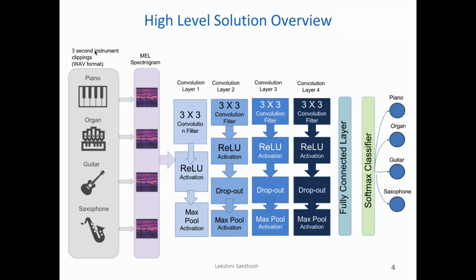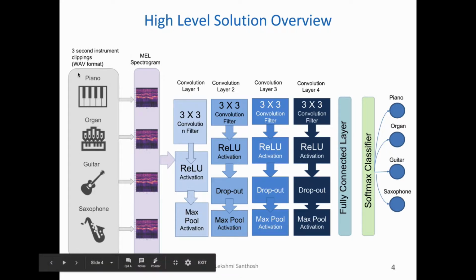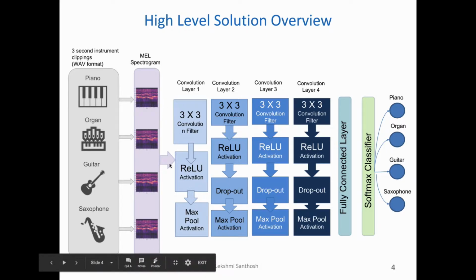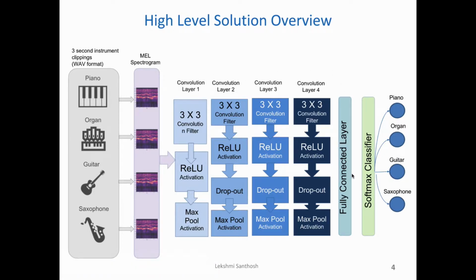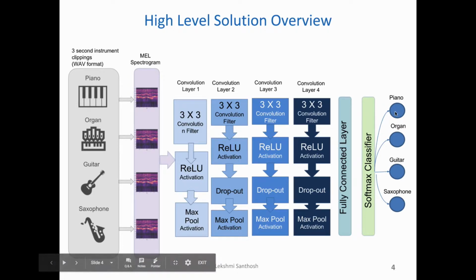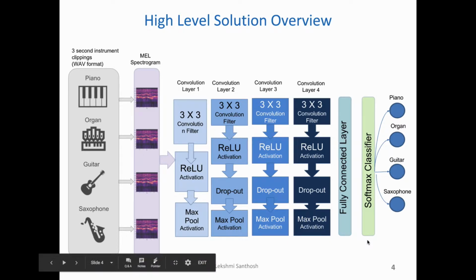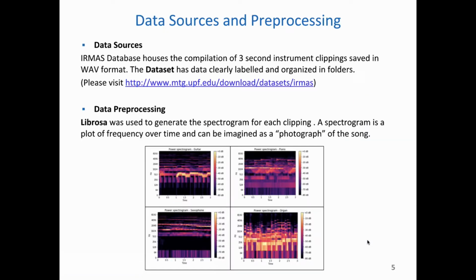As I've mentioned, the input to the model is 3-second musical recordings in .wav format. This was converted to a spectrogram for ease of processing and then passed through a 5-tier convolutional network for learning. And the outcomes were discretized into 4 specific classes using a softmax classifier. Now let's look into the details of each tier.